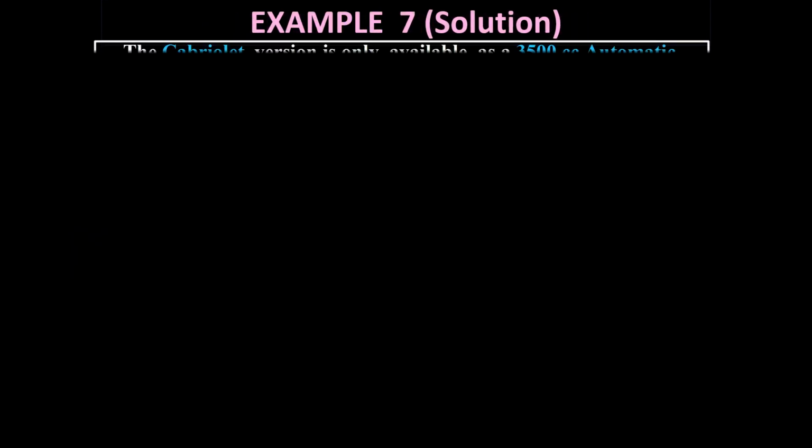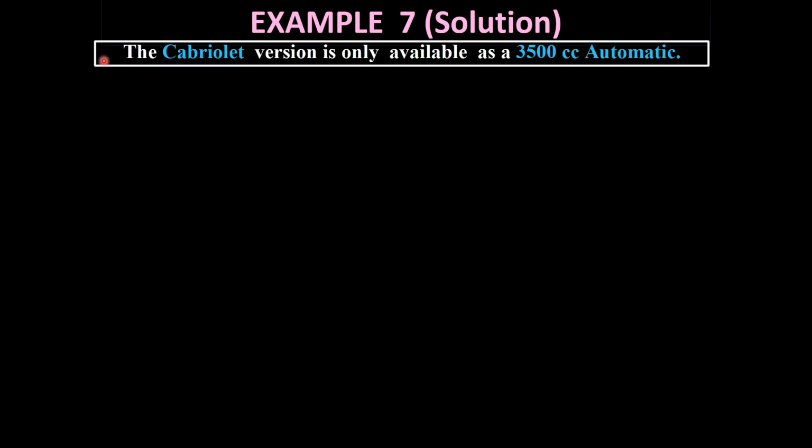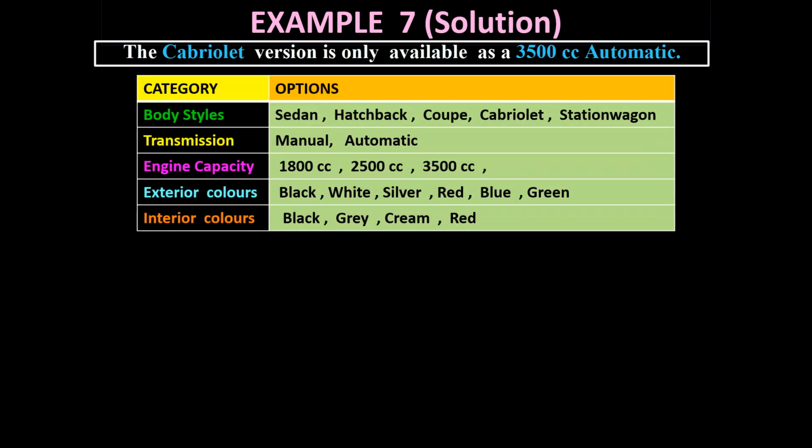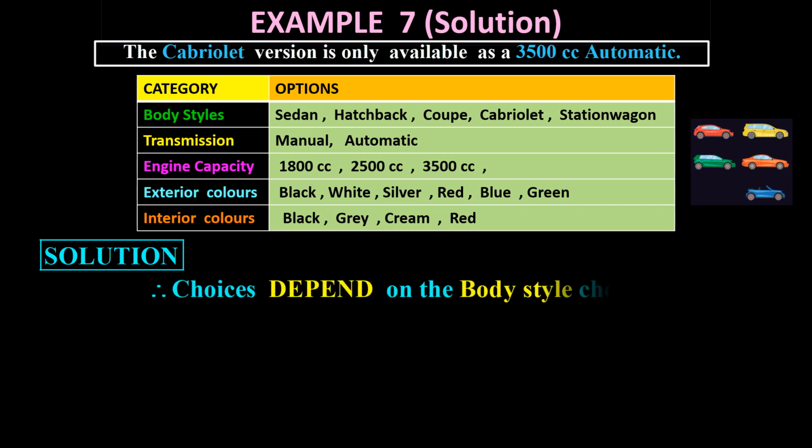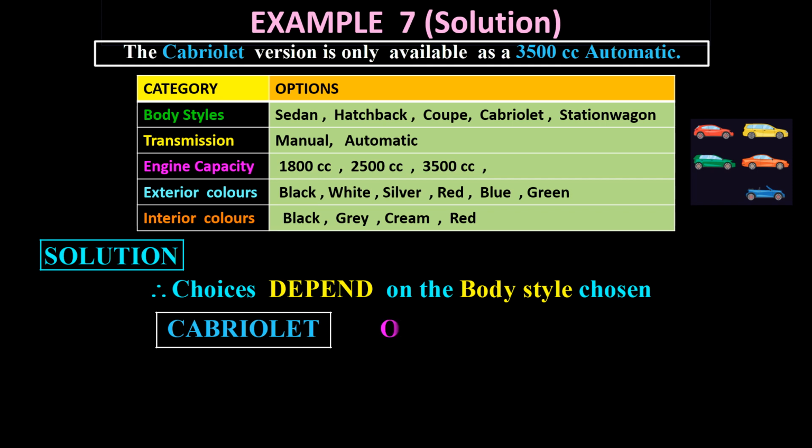Now let's look at the solution of this example. Recall that the cabriolet version is only available as a 3500cc automatic. Say there's the data that we have. So let's look at the solution. Because the cabriolet is only available as a 3500cc automatic, it means we've got choices, and the choices there depend on the body style chosen. What are the choices? Either cabriolet or another style.